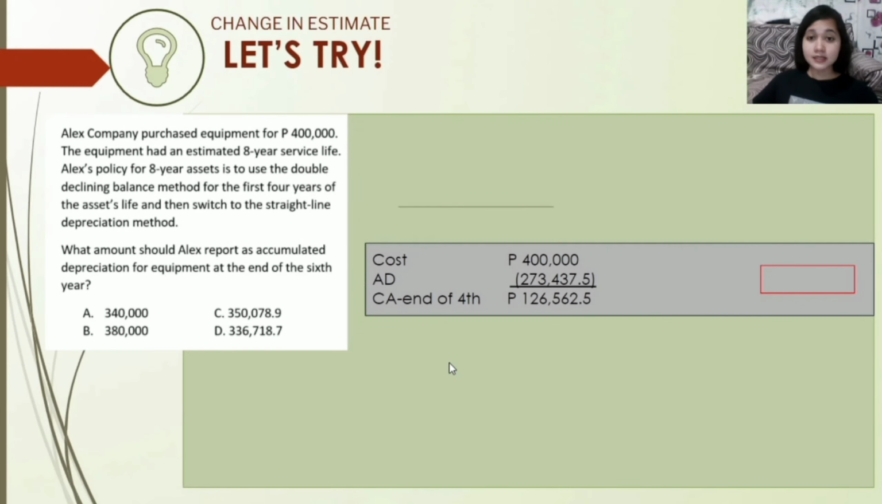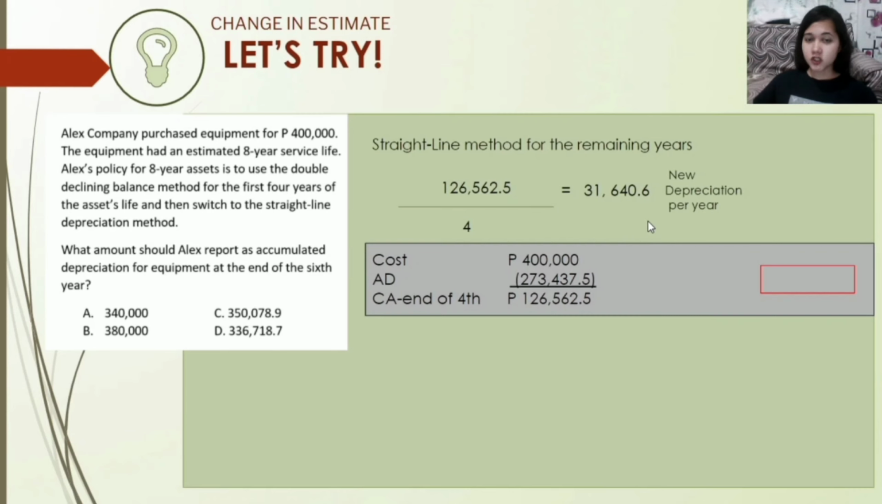The next is step 2, apply the changes. Straight line method for the remaining years. From double declining, magiging straight line method na for the remaining years. So, again, panibagong cost, yung 126,562.5 over remaining years. Kung ilan na lang yung natitirang taon, di ba? 4 na lang. And then, nakuha na natin yung bagong depreciation per year. Dahil straight line yan, pare-parehas lang ang depreciation every year.